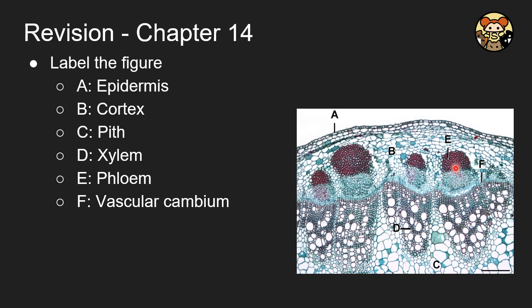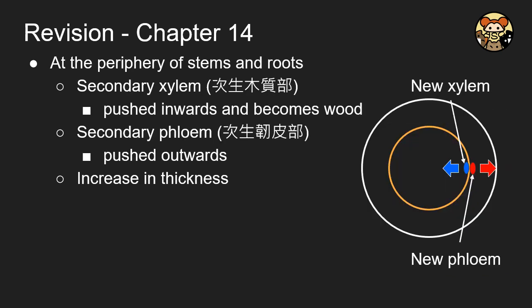And for D and E, they are xylem and also phloem respectively, and you learned it in chapter 10. As for A, that is the epidermis. As for B and C, they will be the cortex and also the pith respectively. So you have to understand the labels in this diagram.